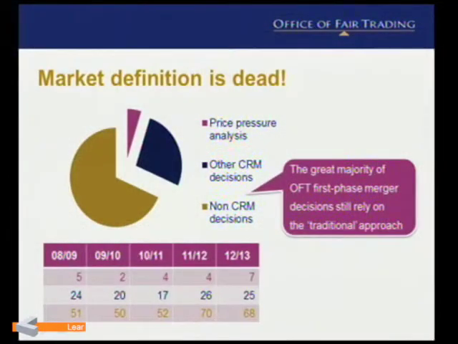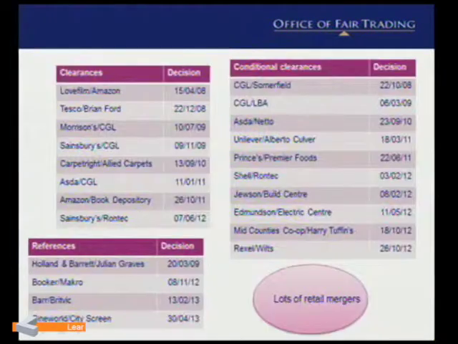We also have other types of cases where we subjected them to an in-depth first-phase analysis. We call that the case review meeting process, CRM process. And you can see, as a percentage, PP analysis cases as a percentage of these other decisions is still pretty low, about 15 to 20%. And the great majority of OFT first-phase merger decisions still rely on the traditional approach. And these are the 22 cases that I mentioned. I don't propose to go through them in any detail. Really, they're there just for your reference.